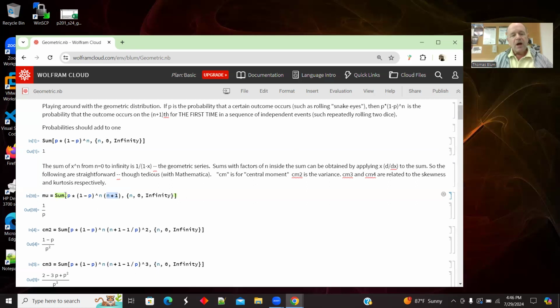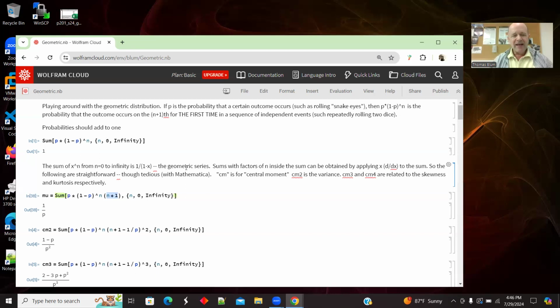If I take 1 minus p and think of it as some generic x, then forgetting the p and the n plus 1, if I were just summing x to the n from 0 to infinity, that's the well-known geometric series, and I would get 1 over 1 minus x, provided that x is less than 1, which it is here because it's 1 minus p, and p is a probability. So p is between 0 and 1, and 1 minus p is between 0 and 1, and we're fine.